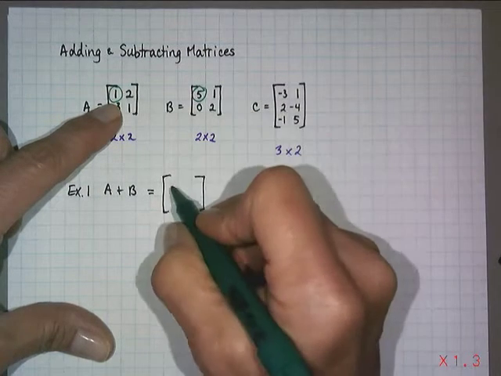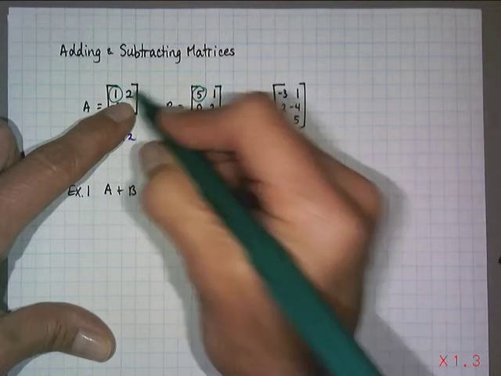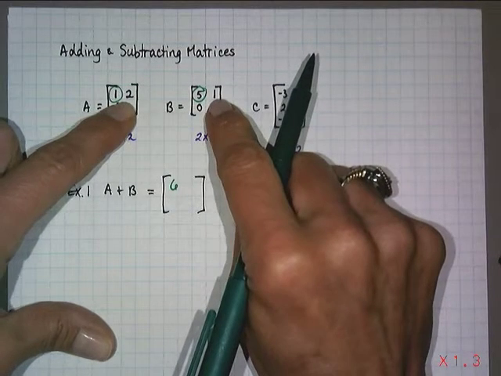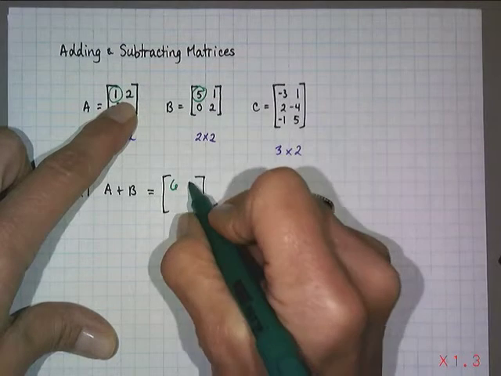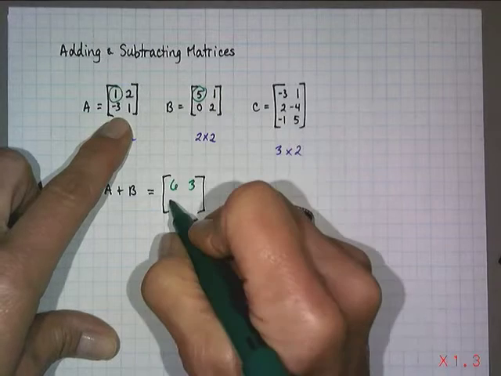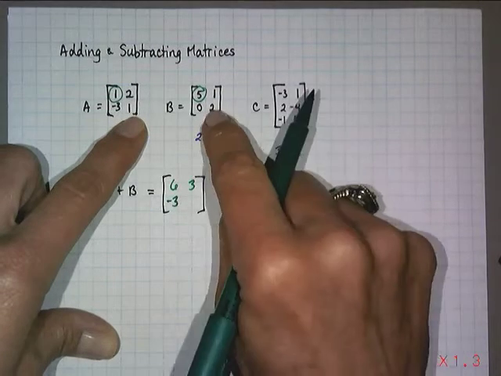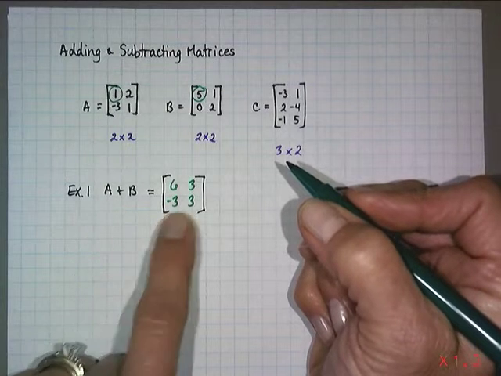So 1 plus 5 is 6. Then I'll continue. Row 1, column 2 of matrix A gets added to row 1, column 2 of matrix B. 2 plus 1 is 3. And I continue in that same fashion. Negative 3 plus 0 is negative 3, and 1 plus 2 is 3. So the sum of matrix A and B is this matrix right here.